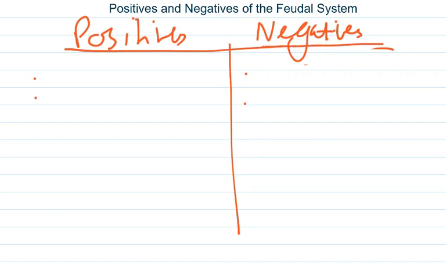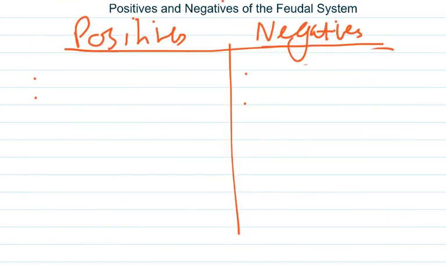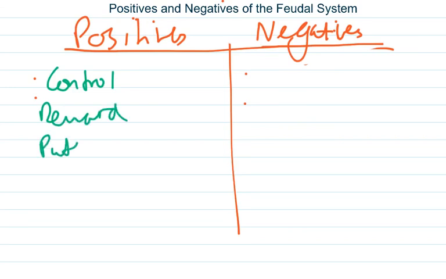Alright, so really the positives, we can just sort of utilise these and put them in here. So positives include stuff like, positives obviously include controlling the population, rewarding his followers, putting everyone in their place.